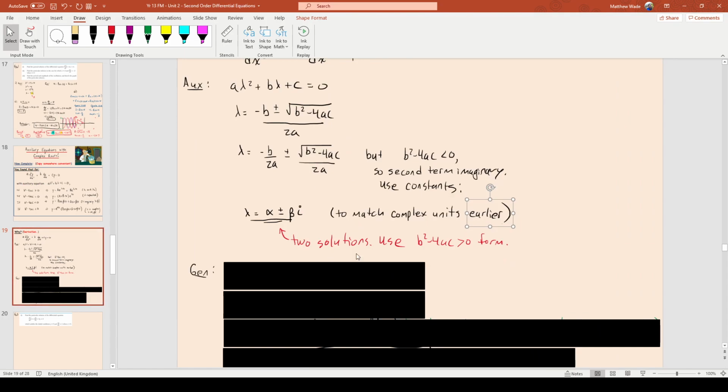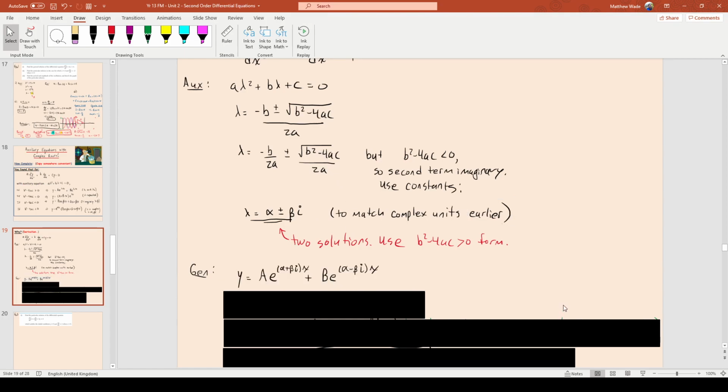Oh, I did know it. So hopefully that's okay. And you get why that is, okay? Minus b over 2a is alpha. And the entire part that you can see there, apart from the i that's going to come out because the discriminant is negative, is beta. Cool. General solution then is this.